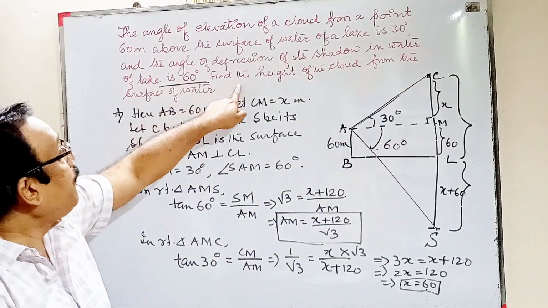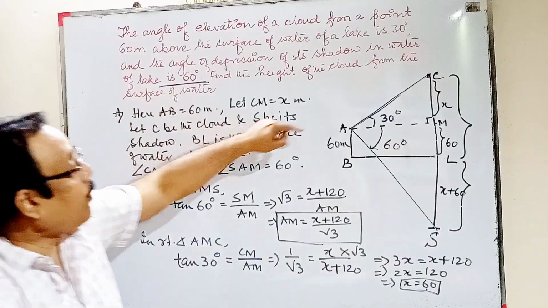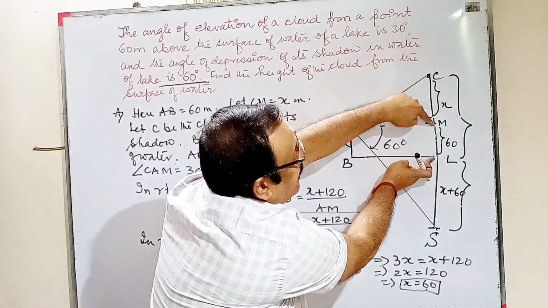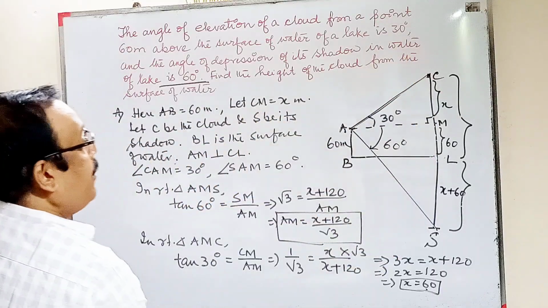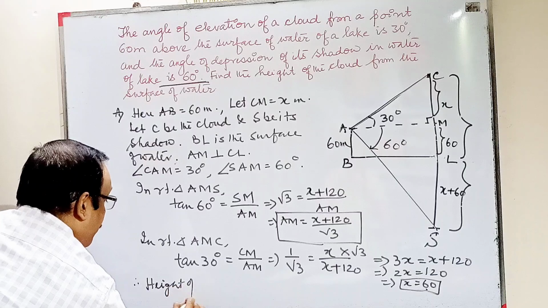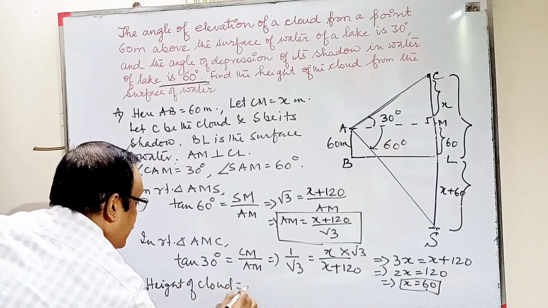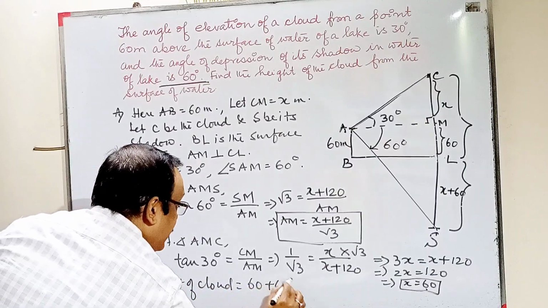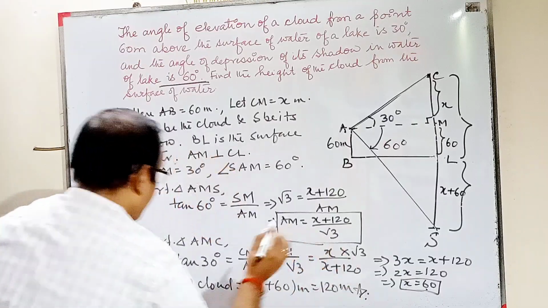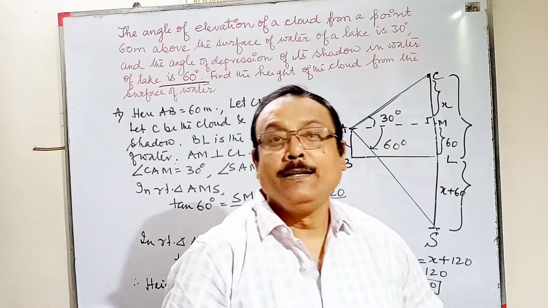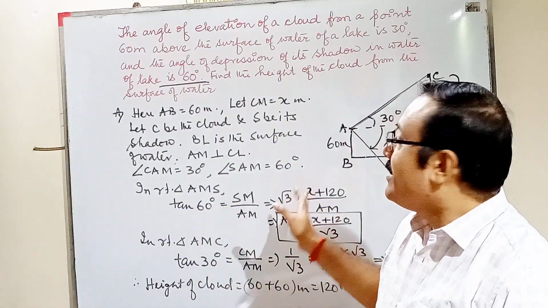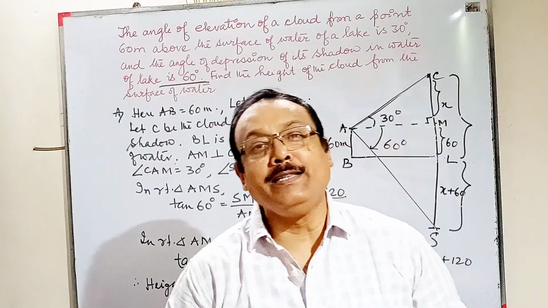And what was required? Find the height of the cloud from the surface of water. So from the cloud to the surface of water, this much I got is 60, and this I already know is 60. So 60 plus 60 is 120. Therefore, the height of the cloud is equal to 60 plus 60 meter, which is equal to 120 meter. That's my answer. Hope you have followed. Now I'll give you a similar question, which you will try to do, and let me know the answer in the comments.